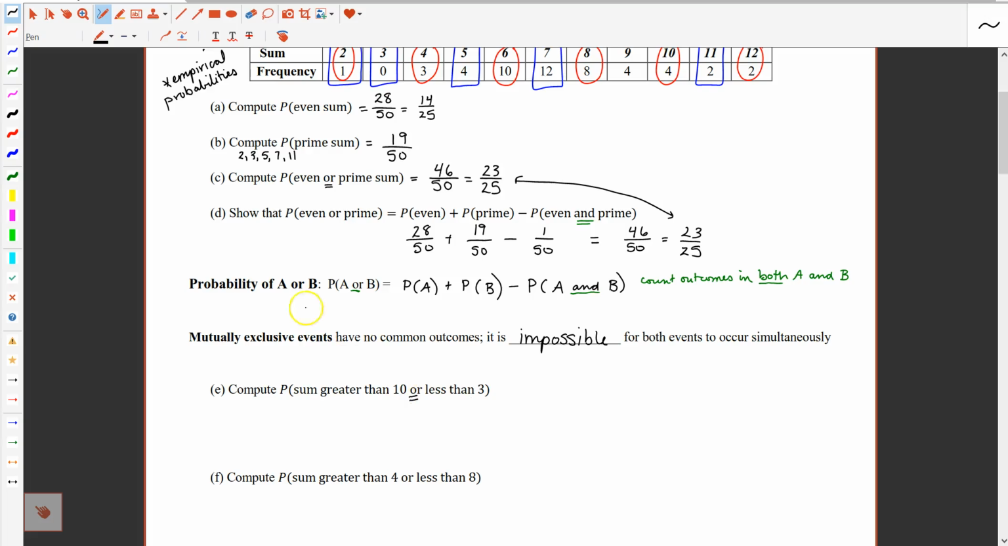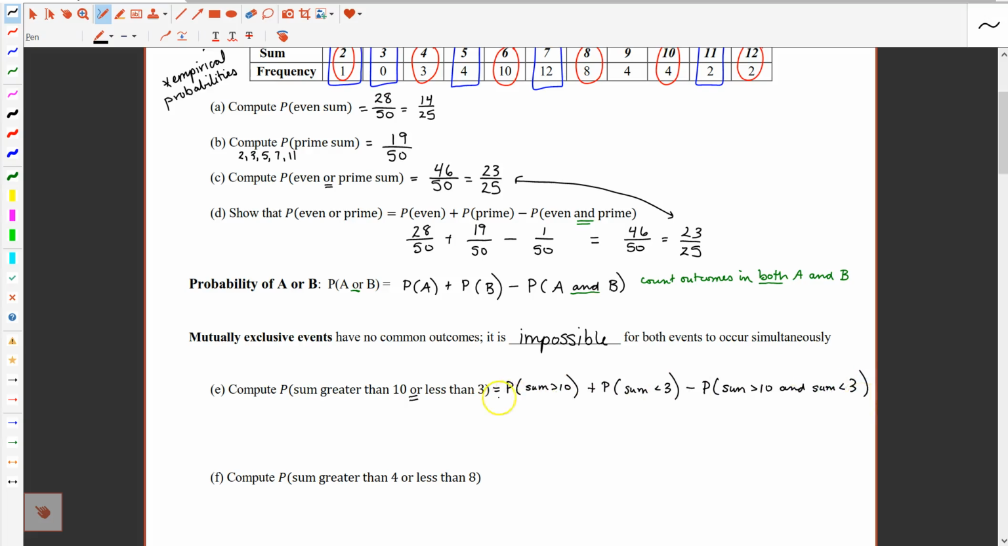Now, because this involves the word "or," what this formula is telling me is I could set this up by finding the probability that the sum is greater than 10. I could then separately find the probability that the sum is less than 3. And then I can subtract off the probability that the sum is greater than 10 and that the sum is less than 3. Let's go through each one of these separately.